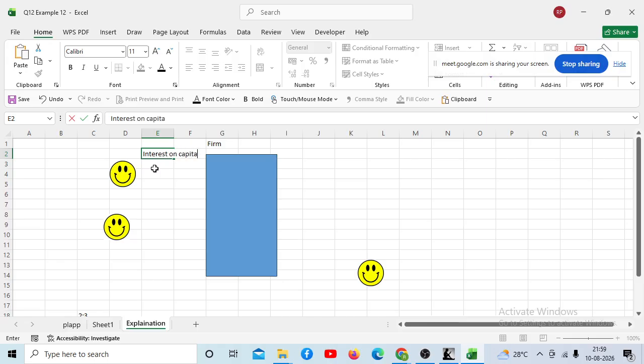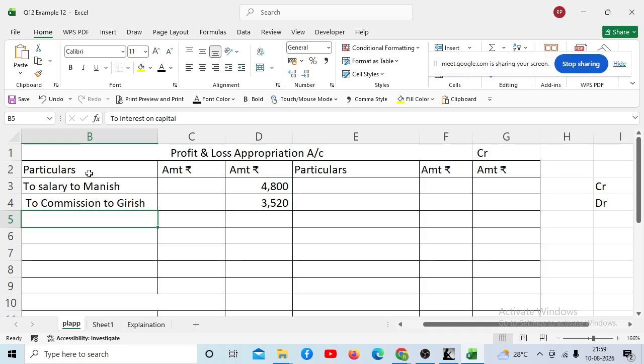Again you have to think from the firm's point of view. The firm will be giving interest to the partners on their capitals. So tell me, for the firm, whether this is income or expense. Expense. So can I say expense is increasing? What is the golden box telling? If expense is increasing, it will be written on the debit side. So we will write it on the debit side, to interest on capital.